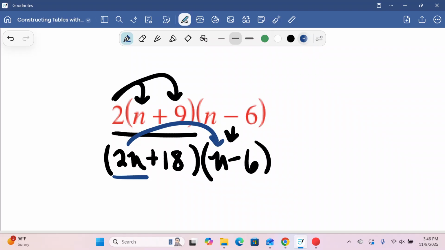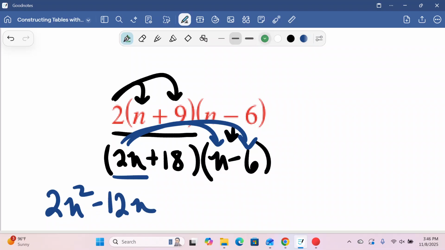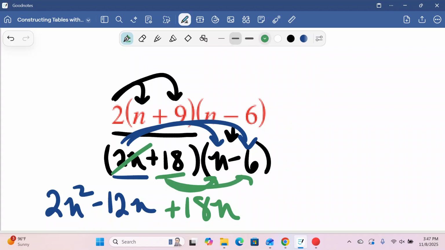So I have 2n times n, which gives me 2n squared. So remember that 2n times n gives me 2n squared. Then I'm going to distribute with the blue, and I'm going to say, well, what's 2n times negative 6? Well, I multiply 2 times negative 6 gives me negative 12, so that is negative 12n. So once again, I'm done with this in green, and then I'm going to do the inside right here. And it's like I'm going to do positive 18 times n. It gives me a positive 18n. And then I'm going to distribute the positive 18 times a negative 6.